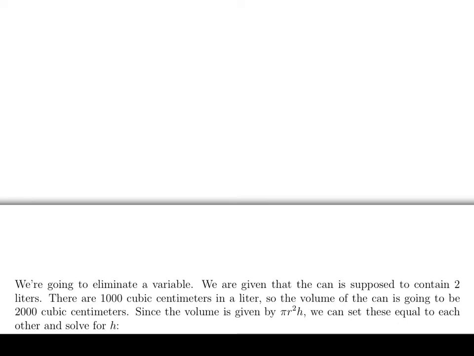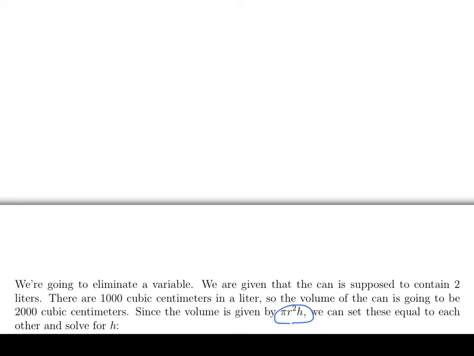Okay, so now we're going to eliminate a variable. Now we're given in the original problem that the can is supposed to hold 2 liters of water. Now there's 1,000 cubic centimeters in a liter, so the volume of the can is going to be 2,000 cubic centimeters. And we know that the volume is given by pi r squared h. That's the formula for the volume of a right circular cylinder.